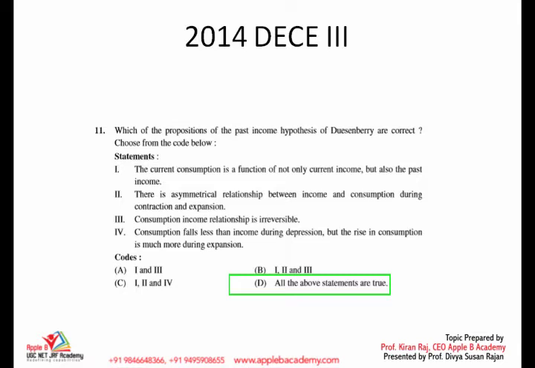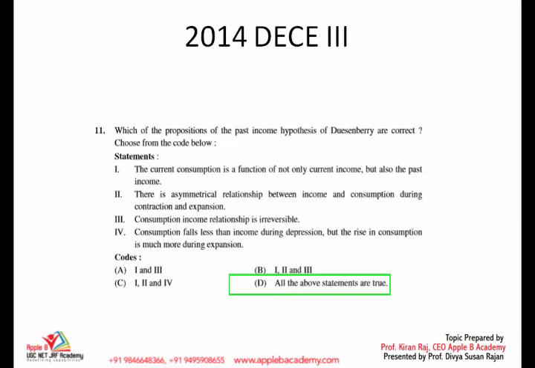So let us have a look at this question that has been asked in NET exam 2014 December paper 3. Which of the following propositions of the past income hypothesis of Duesenberry are correct? Number 1, the current consumption is a function of not only current income but also the past income. Number 2, there is an asymmetrical relationship between income and consumption during contraction and expansion. Number 3, consumption income relationship is irreversible. Number 4, consumption falls less than income during depression, but rise in consumption is much more during expansion. Now clearly statements 1 and 3 are the fundamental laws that had been explained by Duesenberry as a contradiction towards a Keynesian theory.